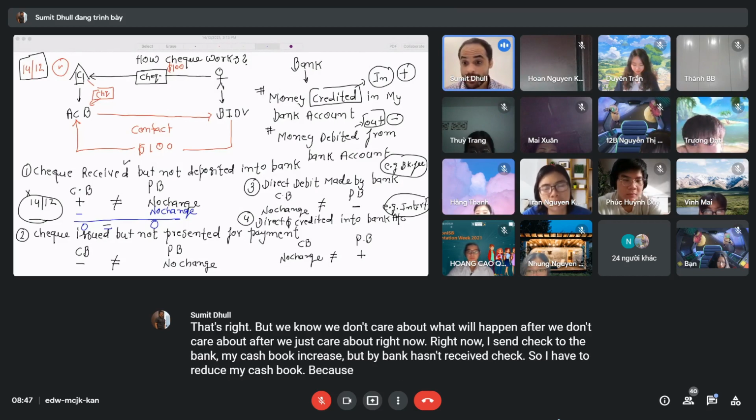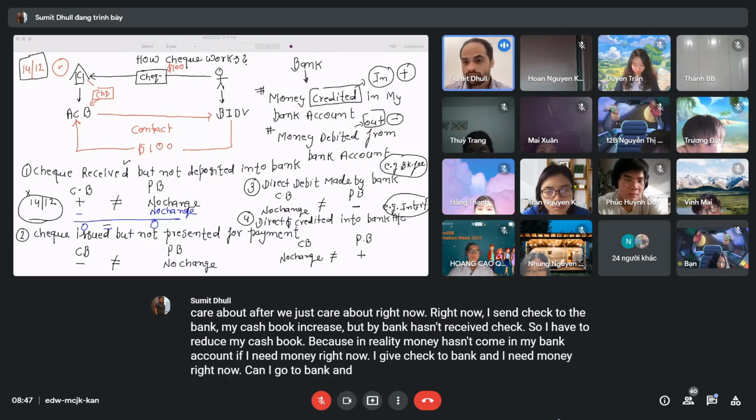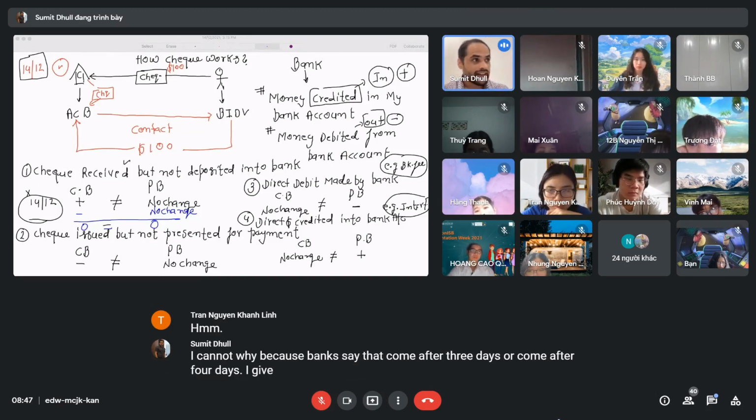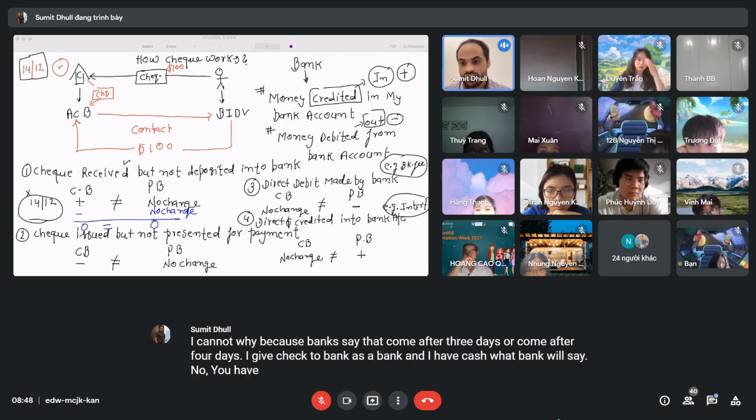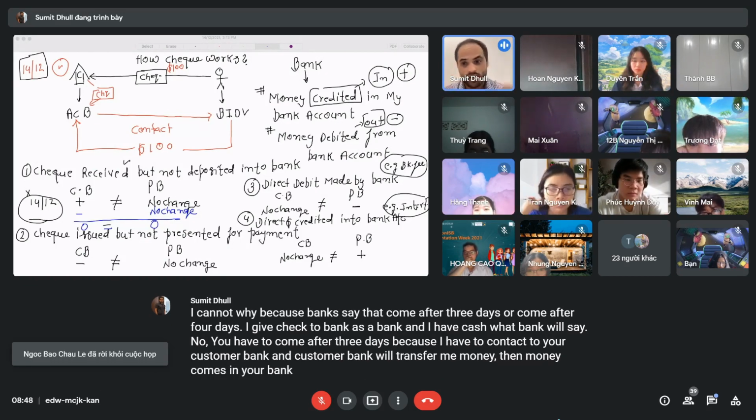Because in reality, money hasn't come into my bank account. If I need money right now, I give check to bank, and I need money right now. Can I go to bank and withdraw money? No, I cannot. Why? Because banks say come after 3 days or come after 4 days. I give check to bank. As a bank, can I have cash? What will the bank say? No. You have to come after 3 days because I have to contact your customer's bank, and the customer's bank will transfer me money. Then money comes into your bank account so you can withdraw. But right now you cannot withdraw.